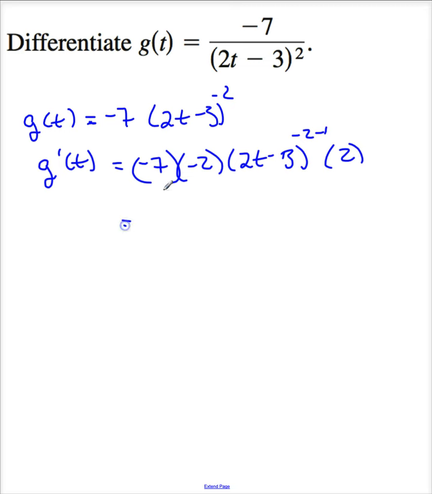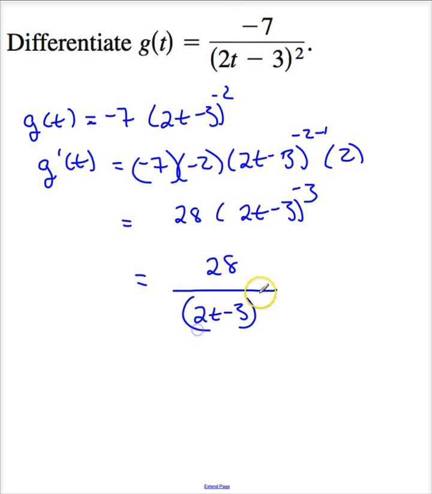And now I simplify. 7 times 2 is 14, times 2 is 28, and it's positive. And this is (2t minus 3) to the negative 3. Now, we're not supposed to have negative exponents. Done.